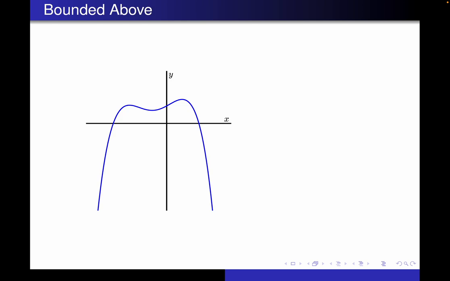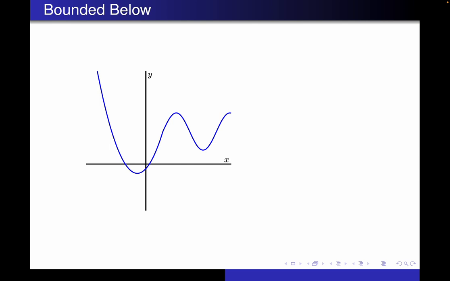To give you a visual understanding of this, here's a bounded above function. All we need is a number big M that is above all the y values in that function. The y values are the outputs. And we can put that M right up there. Similarly, here's a bounded below function. We put the little m below all the points, and we can see that all the points are at least as big as little m.